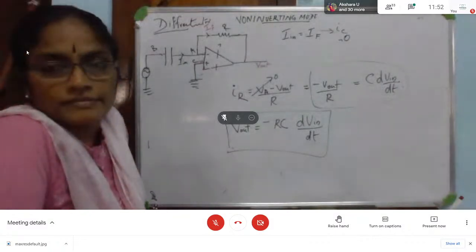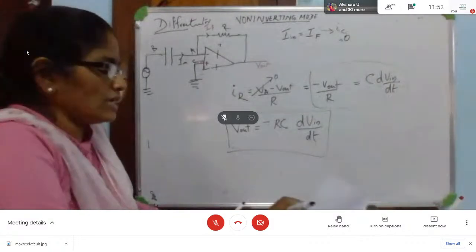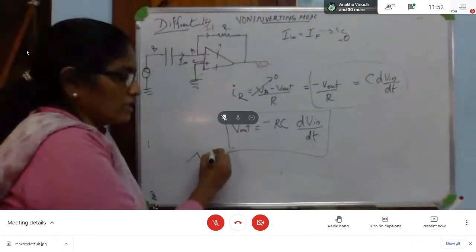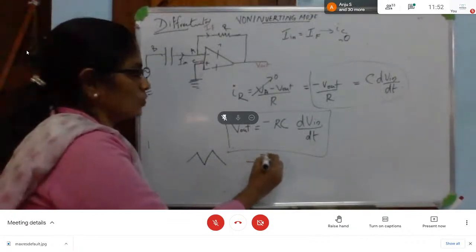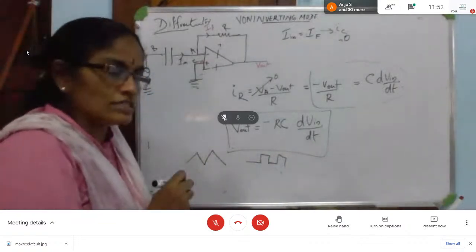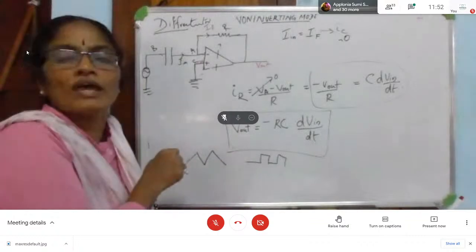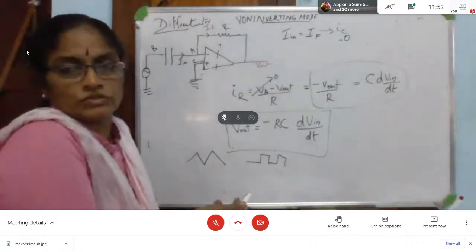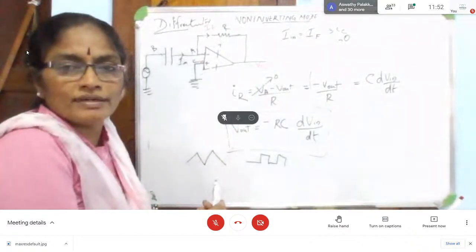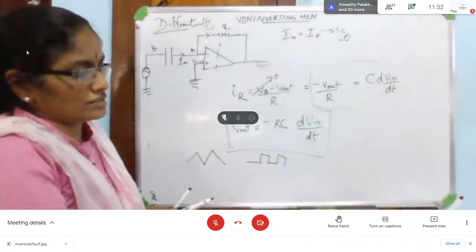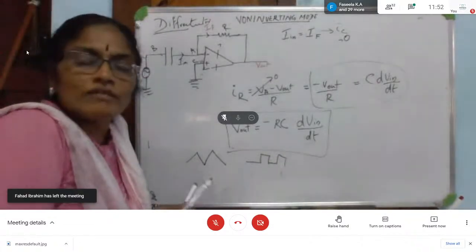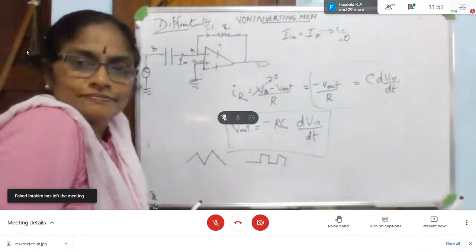differentiator. Here, you can say when you give a triangle wave, you will get a square wave. On the other hand, if it is an integrator, when you give a square wave, you will get a triangle wave. The opposite operation will happen over here. So that is it. You can also try it with sine wave and cos wave in your practical experiment.